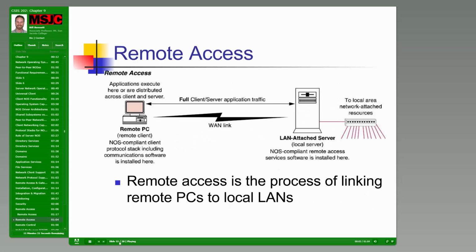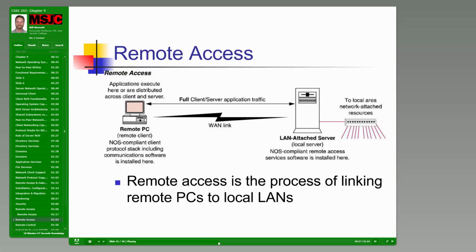So in case you're not real clear on really what remote access is, this graphic illustrates it pretty well. Just think of it as a PC that would normally be in the local area network is now at a remote location, but still trying to have basically the same access to the local area network at the corporate headquarters.